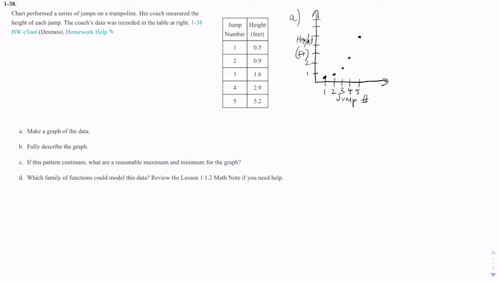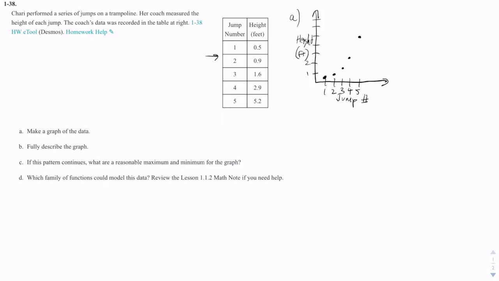Now, what you can see is that this is a curve, right? It's not a linear graph. Okay. Also, what you can see is I am not going to connect the points. Why am I not going to connect the points? It's not a continual graph, meaning at 1.5 jumps, right between here, I'm not halfway between 0.5 and 0.9 as my height because I don't stay at a height and keep getting higher and higher. I go down and up and down and up and down and up. So this is not continual.